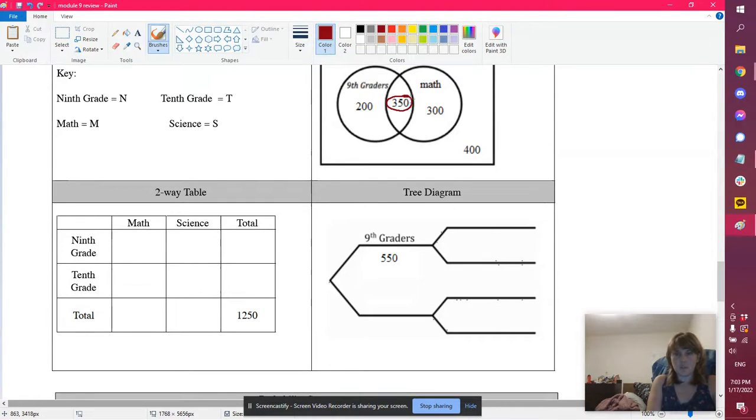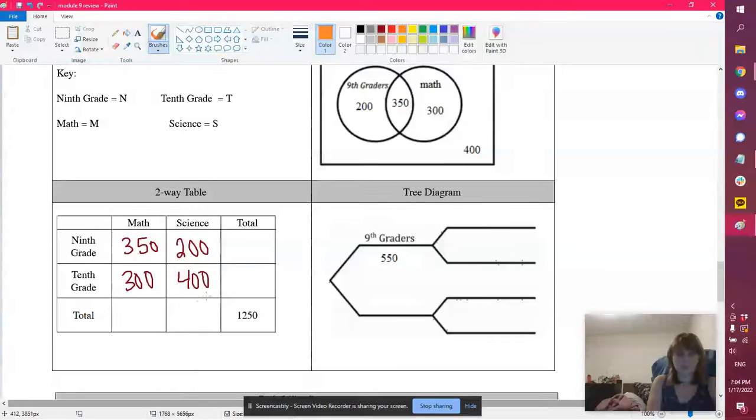All right, the 350 are the 9th graders and the mathematicians. So 9th grade math, 350. These 200 students are 9th graders, so they belong here, but they're not in math. So they belong here. And that's why these 200 people are going to be 9th grade science. These 300 people are math, but not 9th grade. So they must have been 10th grade math. And this 400 is not math and is not 9th graders. So they must have been 10th grade science.